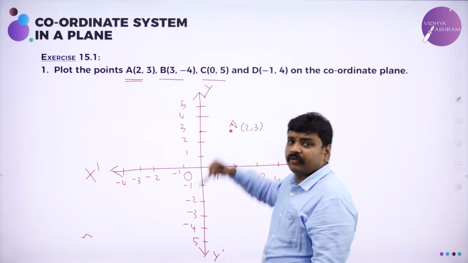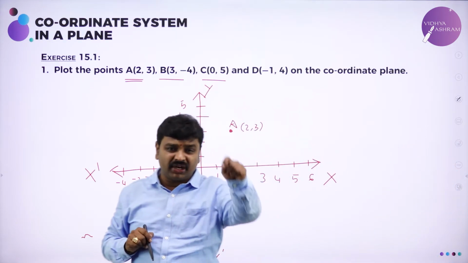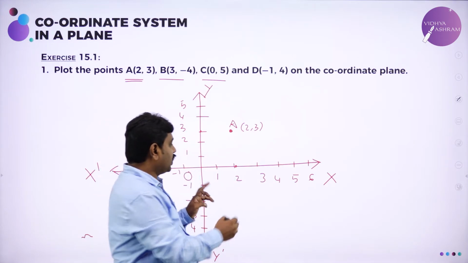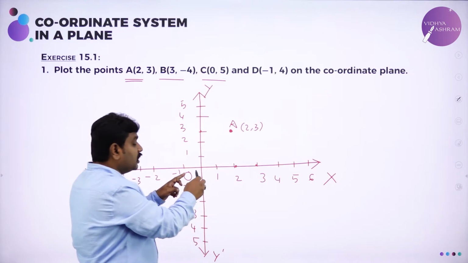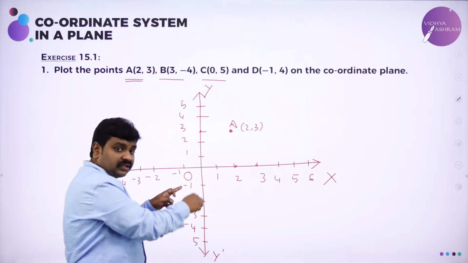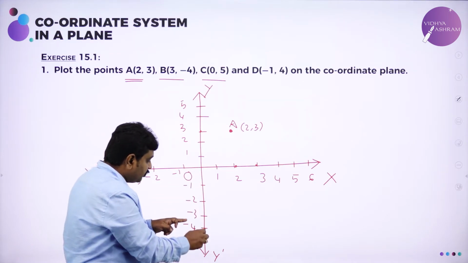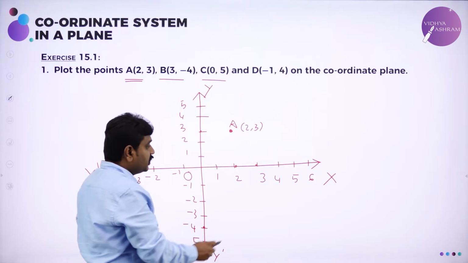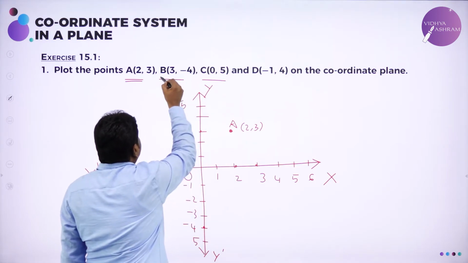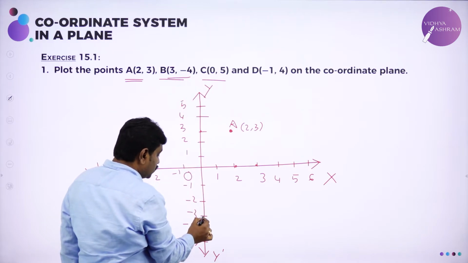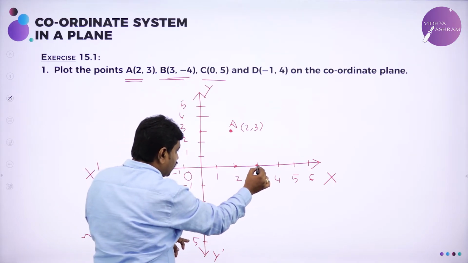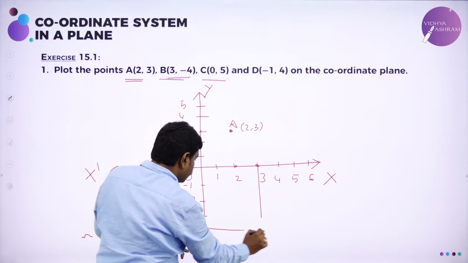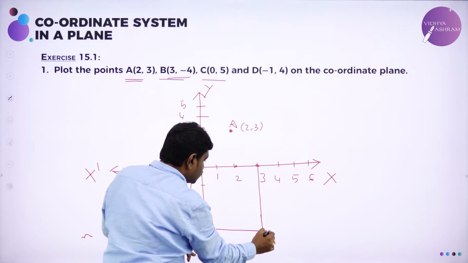Next they want B. What is B? 3, -4. X value 3, y value -4. On the x axis 3 is here. On the y axis -4. Y is -4 means on the negative y axis. So -1, -2, -3, y value is -4. So x value 3 is here, y value -4 is here. So if I draw a perpendicular from 3 and -4, both will meet here. So this is point B.